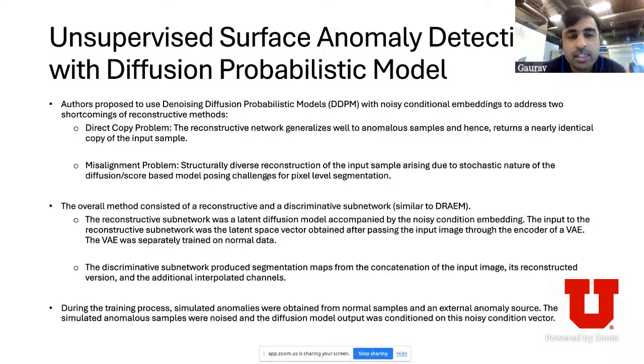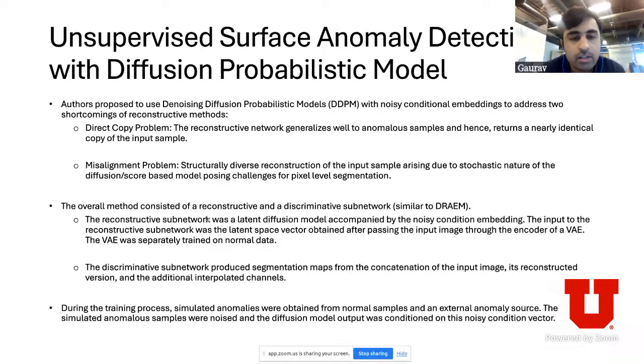In this particular case, what the authors are trying to say is that because the diffusion model is trained to generate high fidelity and diverse samples, the diversity of the samples can also be a key issue, where we don't want the reconstructed samples to be very misaligned. So that's another point that the authors are trying to address. The overall method consisted of a reconstructive and a discriminative subnetwork, which was similar to the DRAEM concept with the addition of a diffusion model.